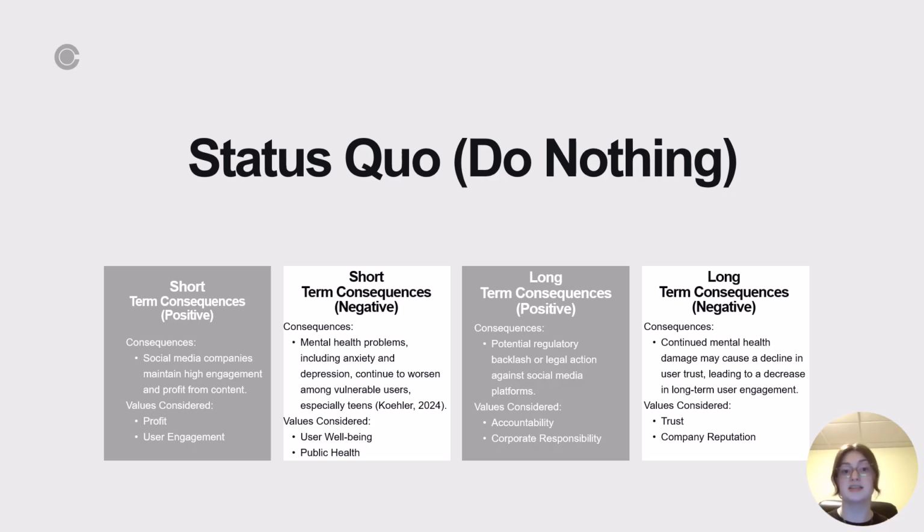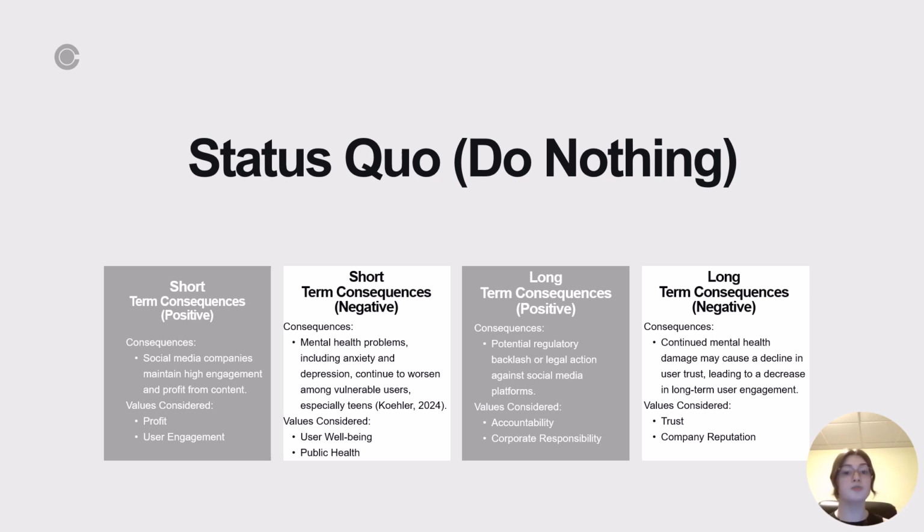So the first is the status quo, do nothing. The short-term positive consequence is that social media companies maintain high engagement and profit from content. However, the negative consequence is that mental health problems, including anxiety and depression, continue to worsen among vulnerable users, especially teens. This has a major impact on user well-being and public health.